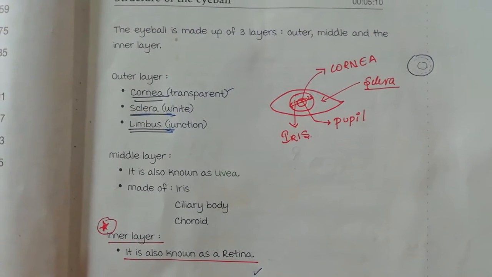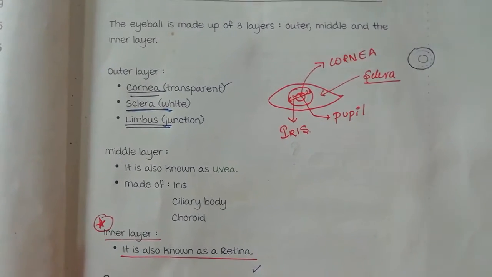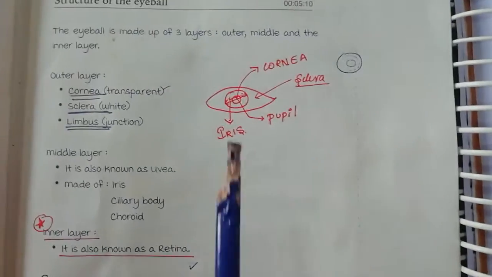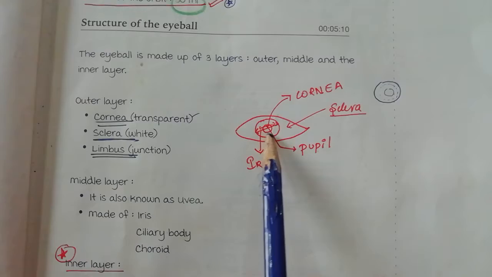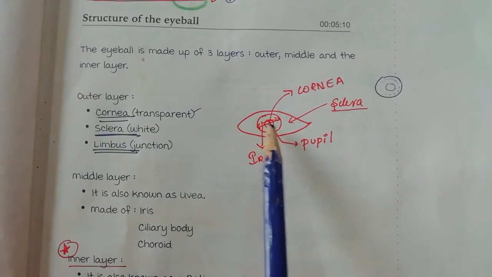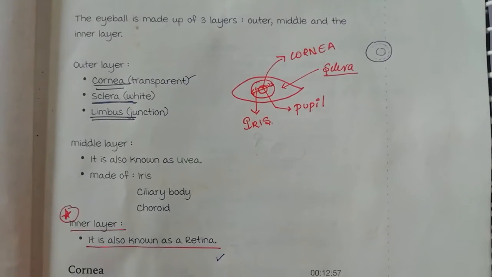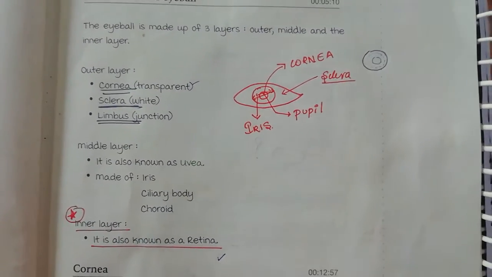Outer layer, what you see is outer layer. You see a cornea, right? We'll be dealing in detail regarding the cornea in the further sessions. But say for example, if this is an eyeball, you can see this is a cornea, right? And the cornea is transparent.